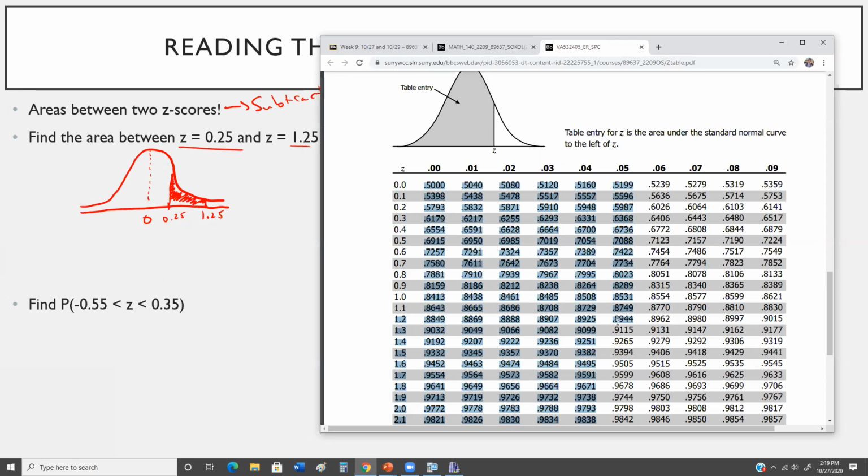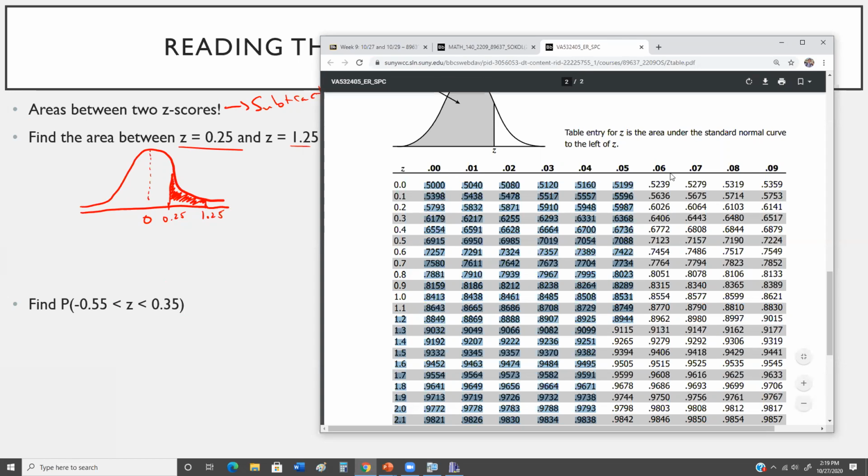Do you see, well, so 1.25. That's okay. That's why we do these examples. Yeah, you looked at 0.25. So 1.25, it looks like that's okay. Yep, it's 0.8944.